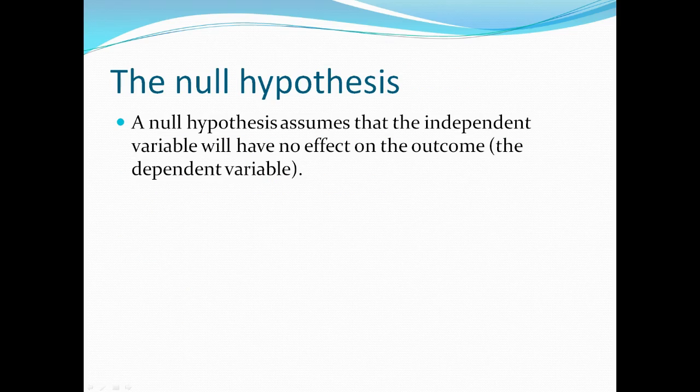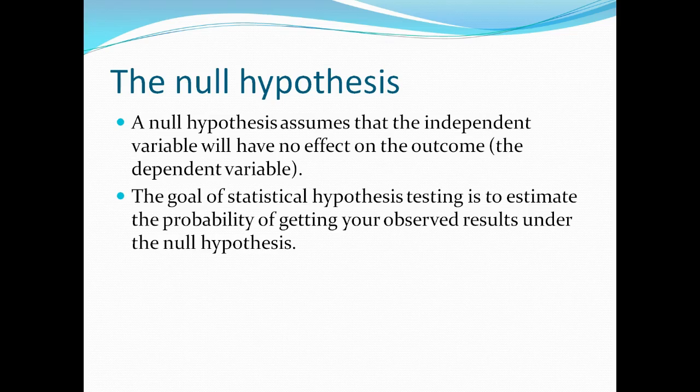Sometimes we write a null hypothesis for our experiments. A null hypothesis assumes that the independent variable will have no effect on the outcome, the dependent variable. Now, it doesn't seem to make sense that you would write a hypothesis like this, because certainly if you're doing an experiment, you expect things to be different.